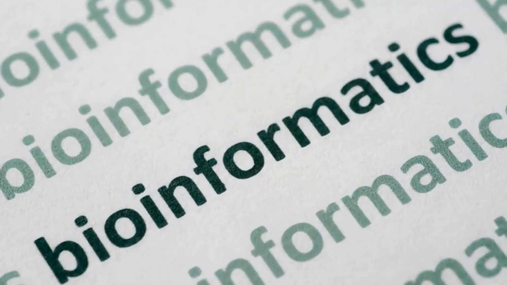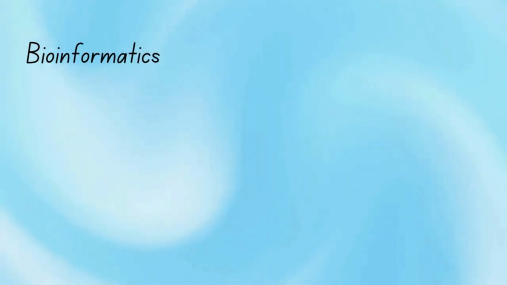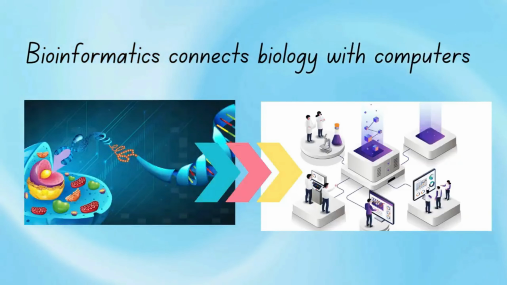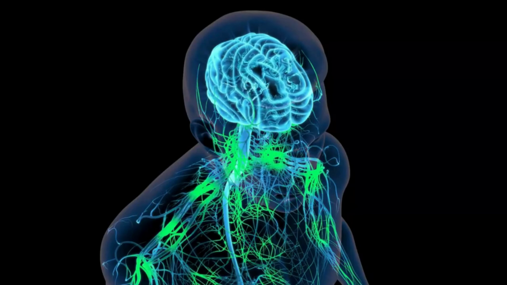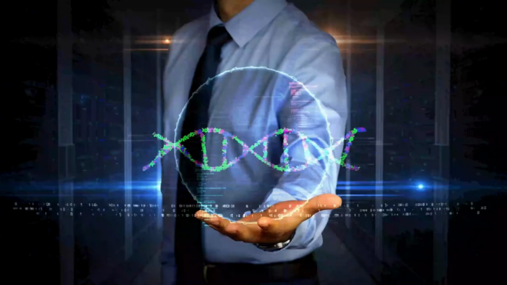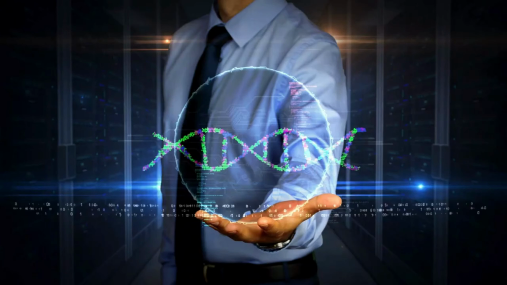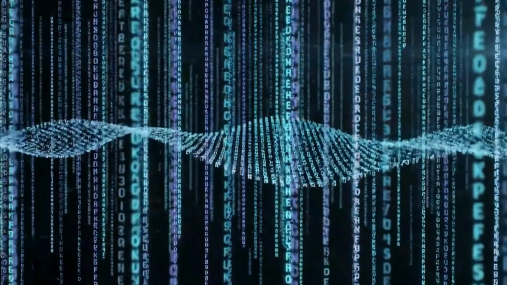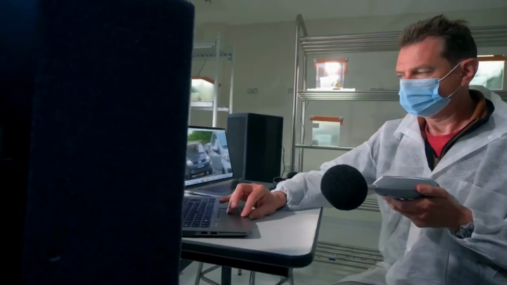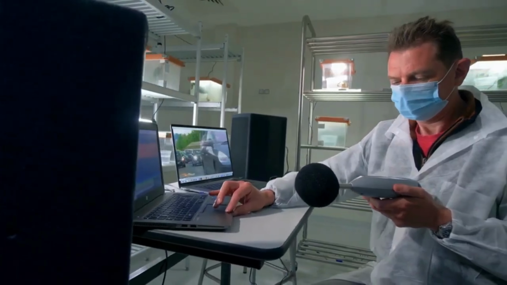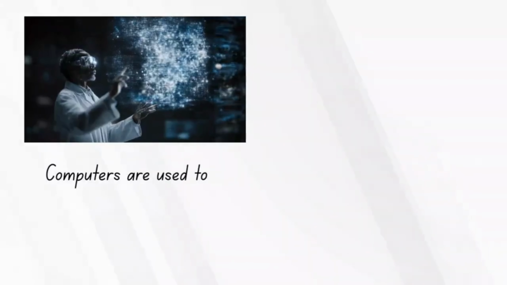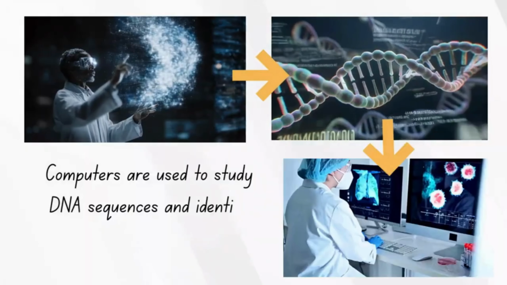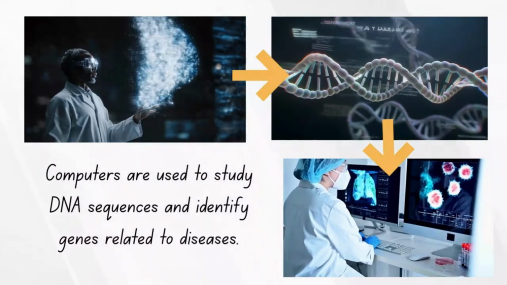Now let's move to another important field called bioinformatics. Bioinformatics connects biology with computers. Living organisms, especially humans, have a huge amount of information stored in their DNA. Studying this information manually is almost impossible, so scientists use computers to help them. For example, computers are used to study DNA sequences and identify genes related to diseases.